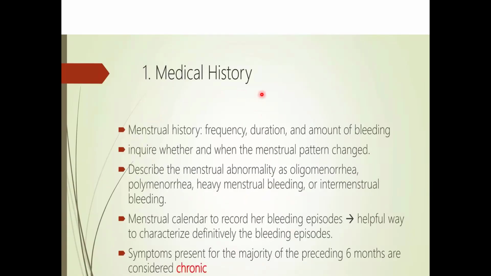Now, medical history. Menstrual history, including frequency, duration, and amount of bleeding, should be taken. Inquire whether and when the menstrual pattern changed. Describe the menstrual abnormality as oligomenorrhea, polymenorrhea, heavy menstrual bleeding, or intermenstrual bleeding. A menstrual calendar to record her bleeding episodes is a helpful way to categorize the bleeding episodes definitively. Symptoms present for the majority of the preceding 6 months are considered chronic.